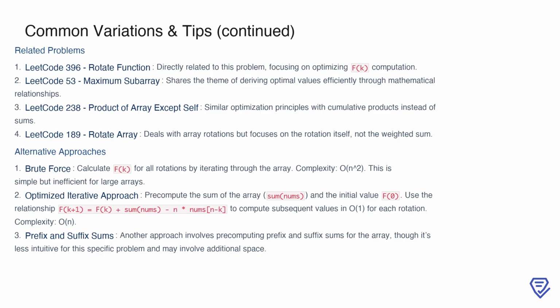In terms of alternative approaches, brute force is the most straightforward. It calculates f(k) for all rotations by iterating through the array, but as we discussed, it's inefficient with a complexity of O(n squared). The optimized iterative approach is much better. By pre-computing the sum of the array and the initial value f(0), you can use the relationship f(k plus 1) equals f(k) plus sum(nums) minus n times nums[n minus k], to compute subsequent values in O(1) per rotation, leading to an overall complexity of O(n). Another strategy involves prefix and suffix sums, though it's less intuitive for this problem and may add unnecessary complexity.